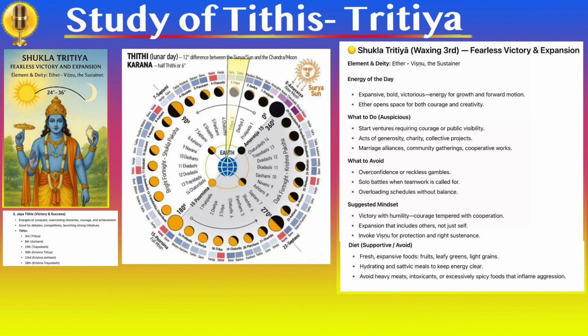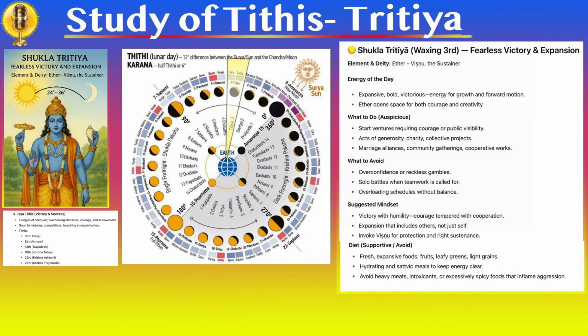Now you can begin something. Ether opens space for both courage and creativity. The element is ether. Vishnu, the sustainer. What to do? What is so-called auspicious on this day? Auspiciousness in this context is what is good to do and what to avoid, essentially.